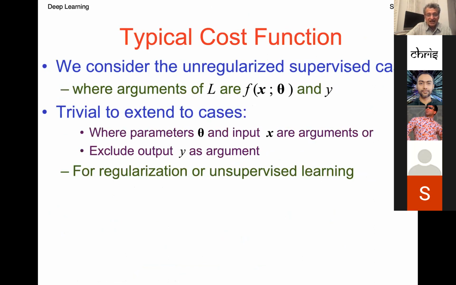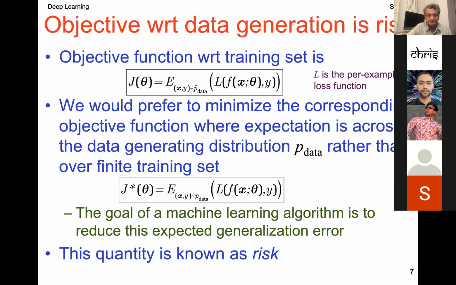And this is unregularized. We consider the unregularized supervised learning case, where the arguments of the loss function are f, x, theta, and y, right? F is the model and y is the output. So the objective function with respect to the training set is given by this with respect to the data, all right? And we'd prefer to minimize the corresponding objective function where the expectation is across the data generating distribution rather than over the finite training set.